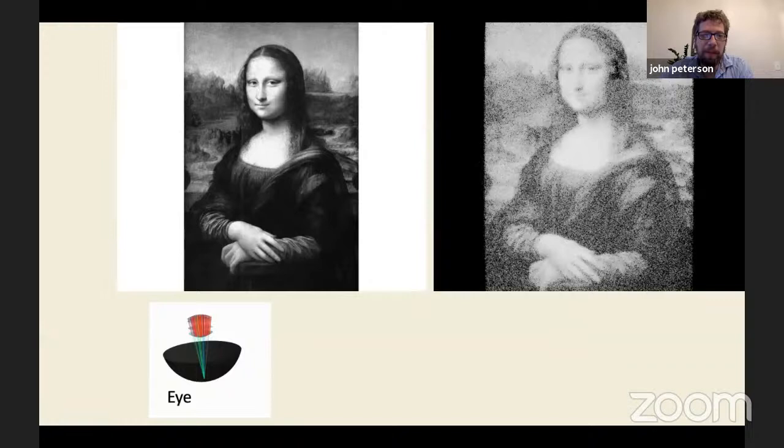Here's even the human eye. Here's the Mona Lisa simulated through the human eye. You can see the photon noise, the distortion near the edge. And you can simulate how that hits the retina there.